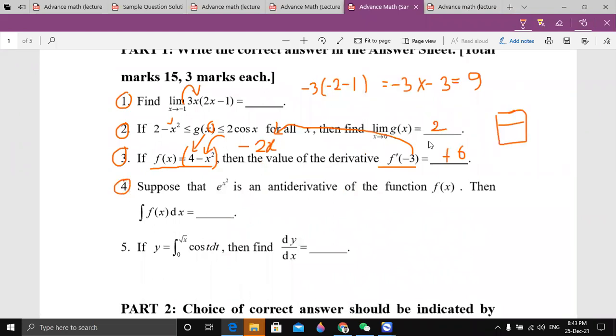So number 4, we have, suppose that e to the power x square is an antiderivative of the function f of x. Then integration of f of x dx is equal to what? So this e to the power x square, this means this is an antiderivative, right? So antiderivative means capital F of x. Okay, capital F of x. So now we have to find integration of f of x dx.